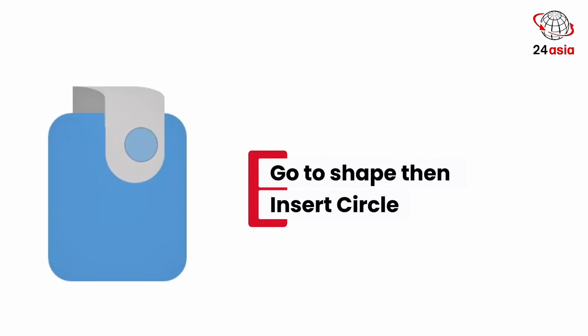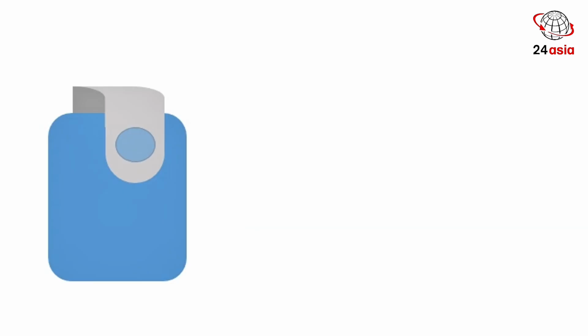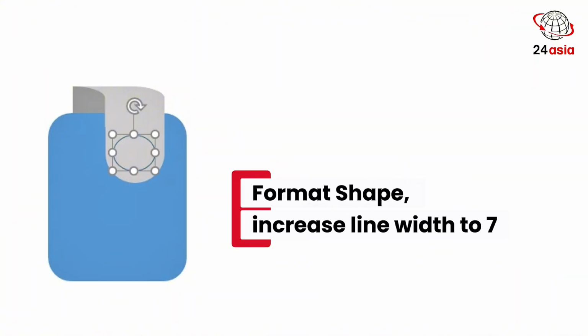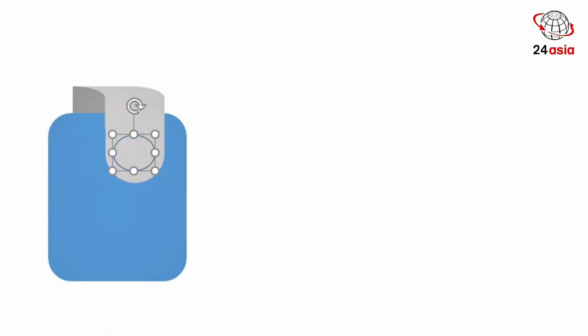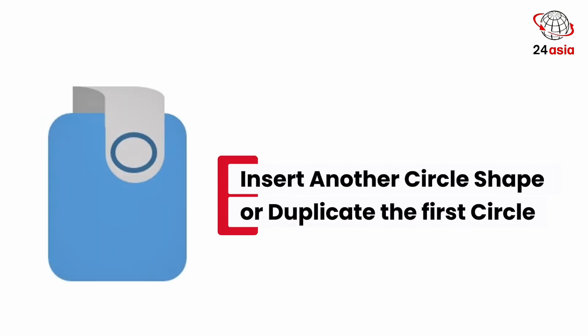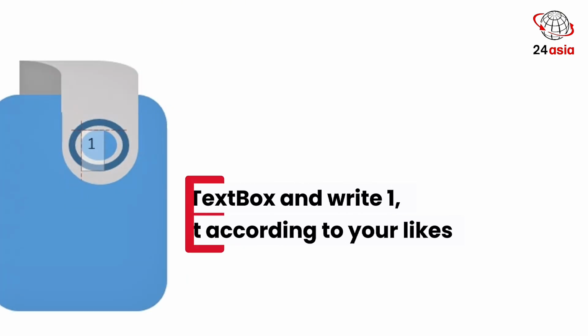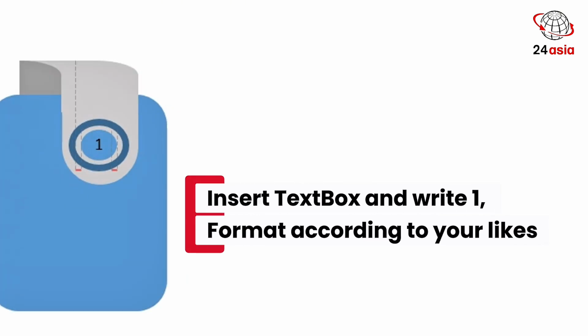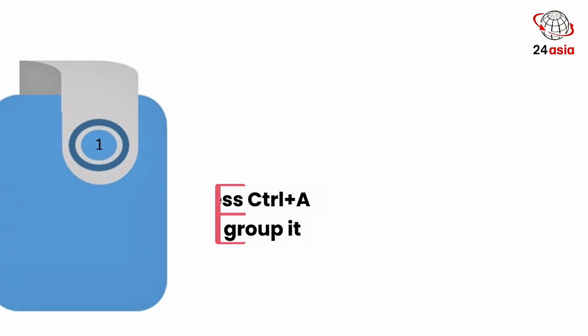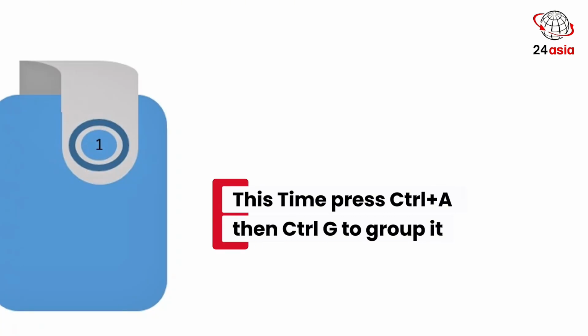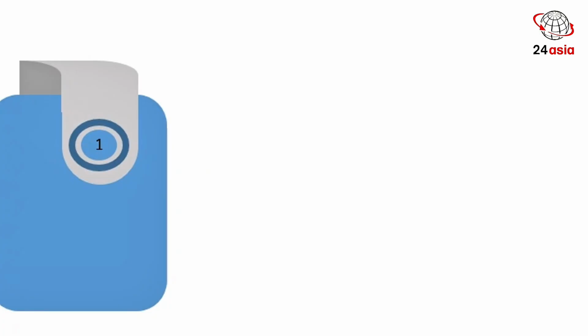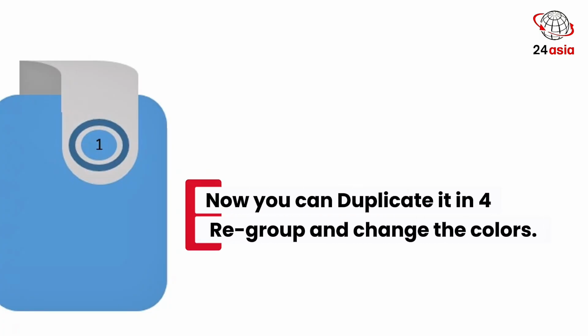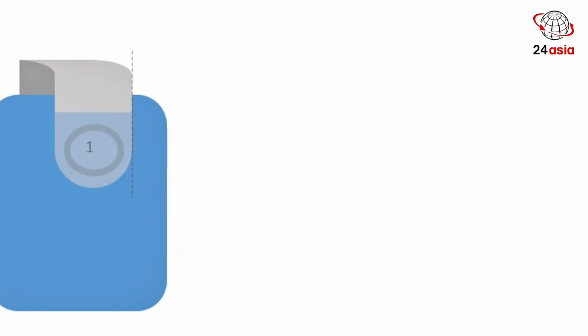Go to shape then insert circle. Format shape, increase line width to 7. Insert another circle shape or duplicate the first circle. Insert text box and write one, format according to your likes. This time press Ctrl+A, then Ctrl+G to group it. Now you can duplicate it in 4, regroup and change the colors.